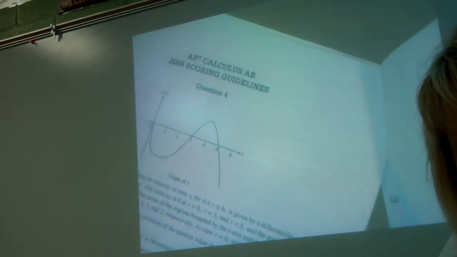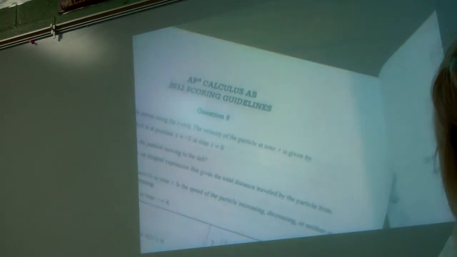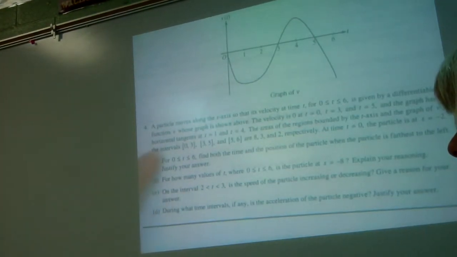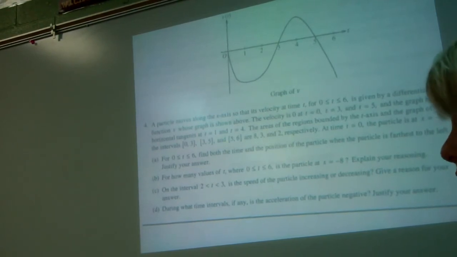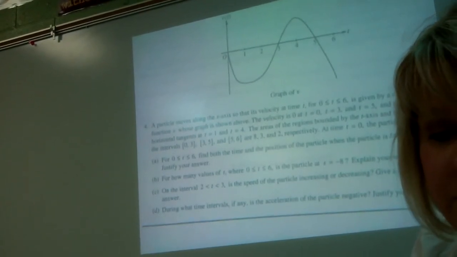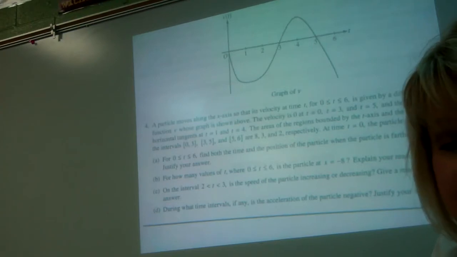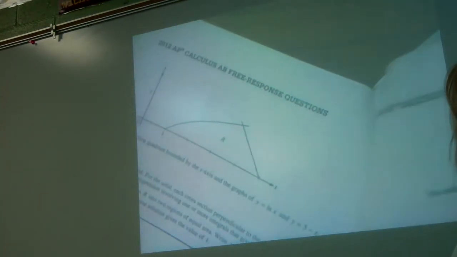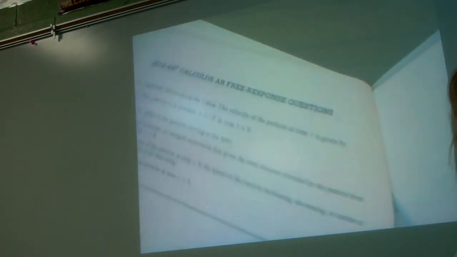on the 2008 test, we already did this one. It was on your take-home test. But on the 2008 test, number 4 is another one over velocity and all that stuff. And it was on the non-calculator portion, so you couldn't really do much with a calculator on that one anyways. There weren't any equations or anything, but that's another one. The other one I want to look at was on last year's test. It was 2012, and it was number 6.